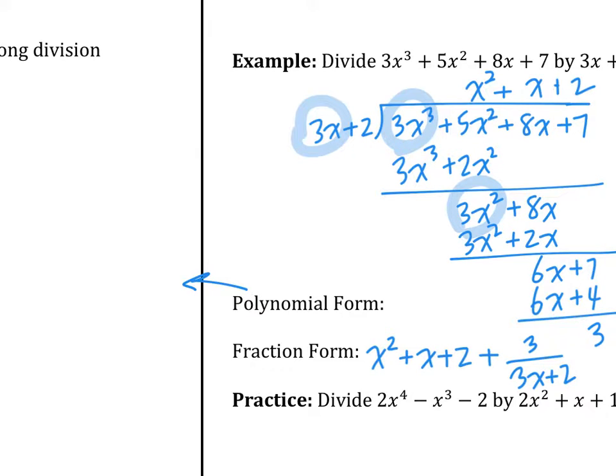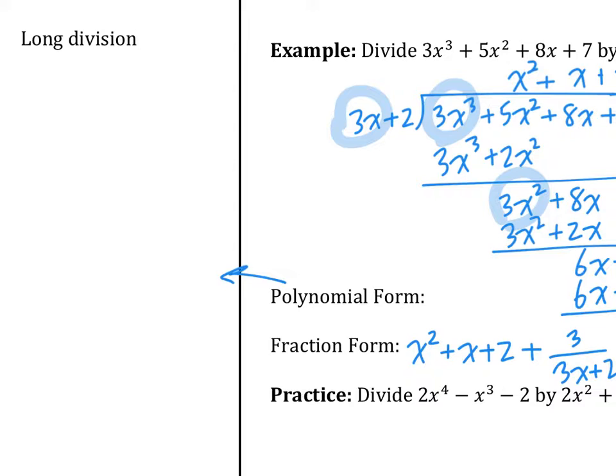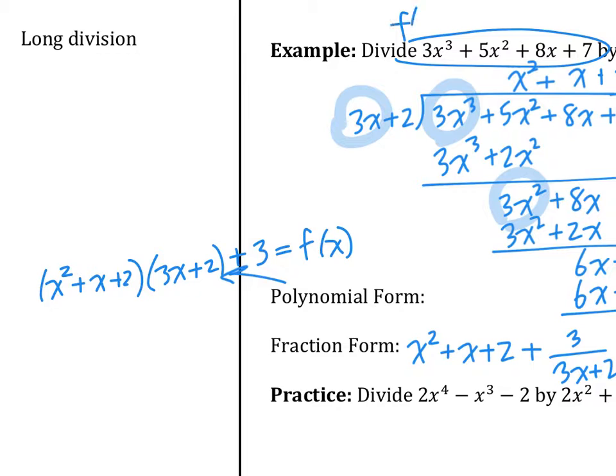Yes. So we're going to take the denominator times the quotient. So I'm gonna just write the quotient first. X squared plus x plus 2 times 3x plus 2 plus 3. And that's going to equal the f of x I had in the beginning, which is this part. Okay, so that is the polynomial form.